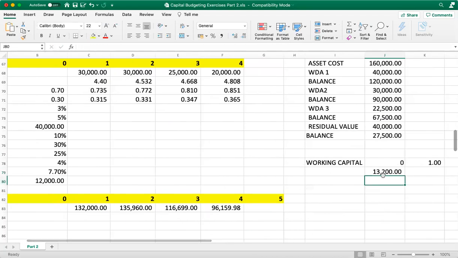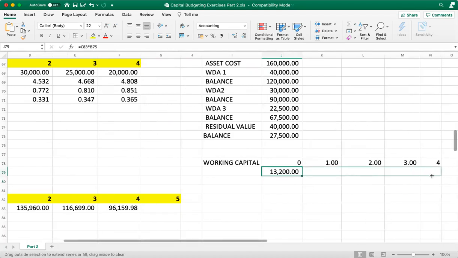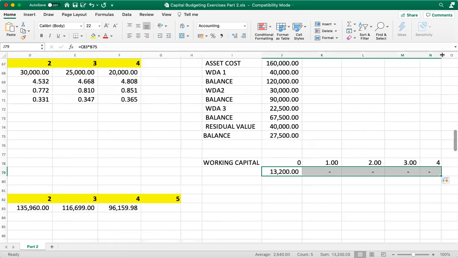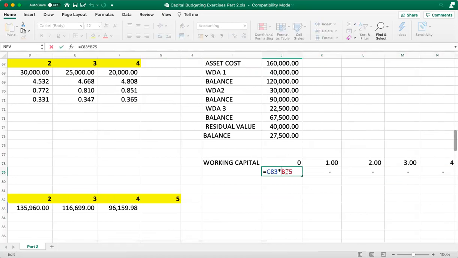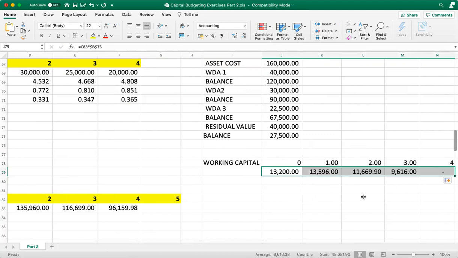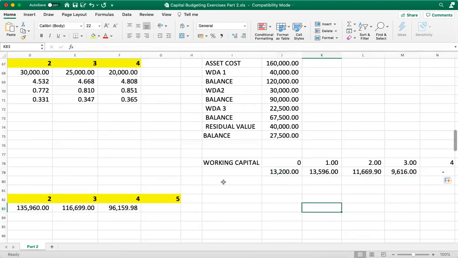Enter. That gives you 132,200. Then take these two. Sorry, you need to put a $ sign on 10%, because the 10% will not change. Okay, so we have the numbers there.